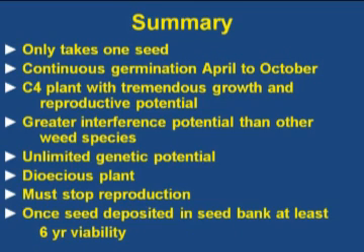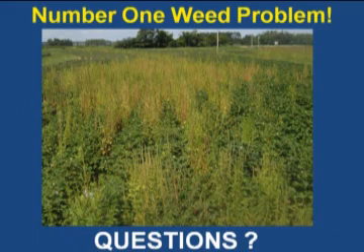Unlimited genetic potential. Those pigweeds have no morals. They'll cross with anything going. Okay? So they've got unlimited genetic potential. They're a dioecious plant. You've got to stop reproduction, and if you don't, it's going to take you at least 6 years of complete no reproduction to stop that problem. Okay? With that, I would just say there's no question the Palmer is their number one problem, and I'll open it up to questions.